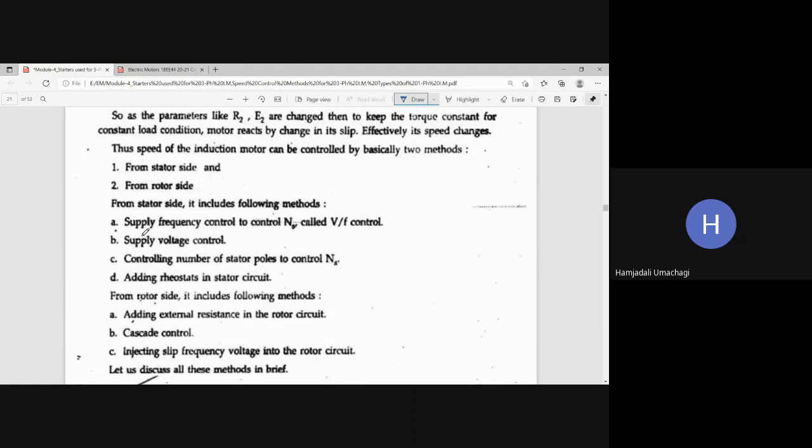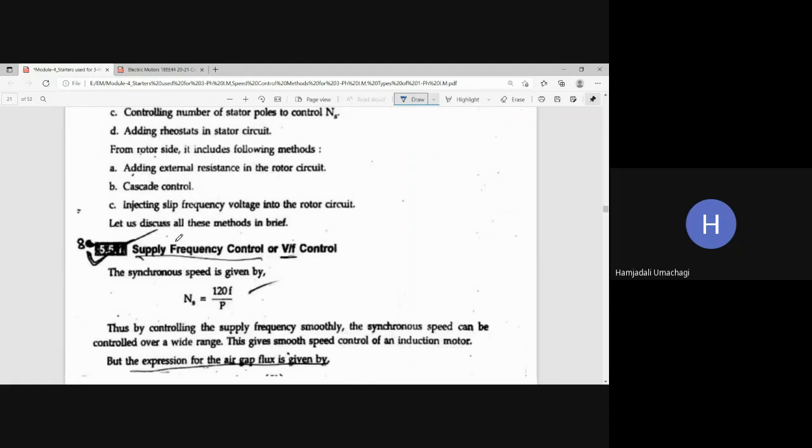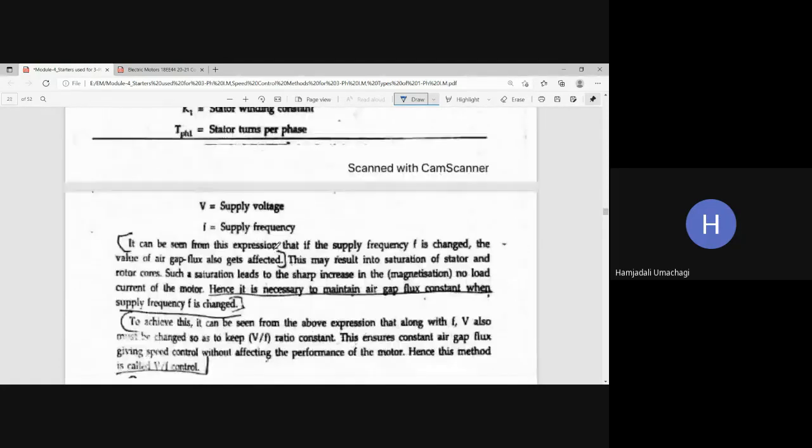So looking at that point of view, now we will switch to the remaining three methods: the supply voltage control method, controlling the number of stator poles, and finally adding rheostats in the stator circuit. First we will discuss the supply voltage control method. V by F control was already discussed in the earlier class. Then we will move to the supply voltage control method.